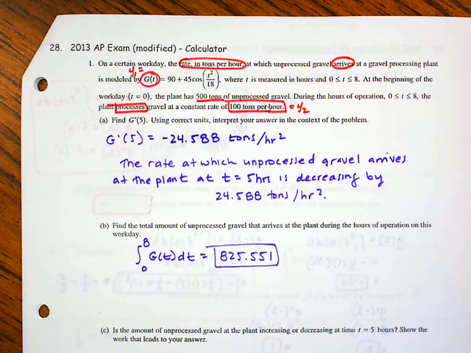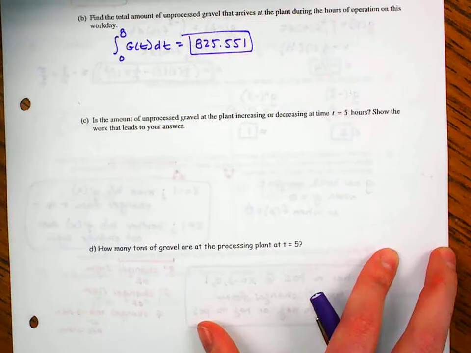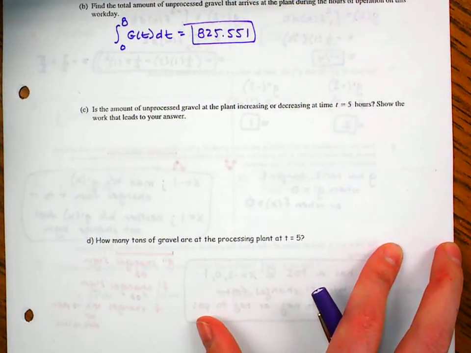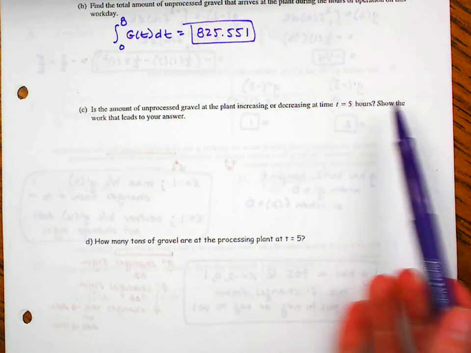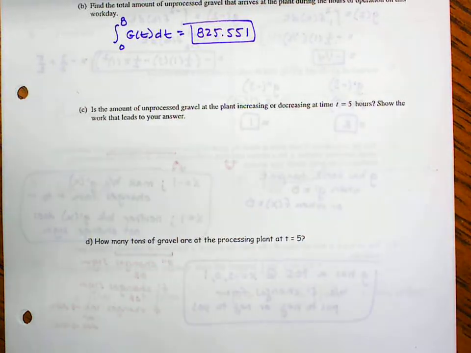Okay, so let's go into part C. Is the amount of unprocessed gravel at the plant increasing or decreasing at time t equals 5 hours? Show the work that leads to your answer. So we can't just give an answer of increasing or decreasing. We have to justify a response, and specifically they're asking for work. So let's give a numerical justification for that.